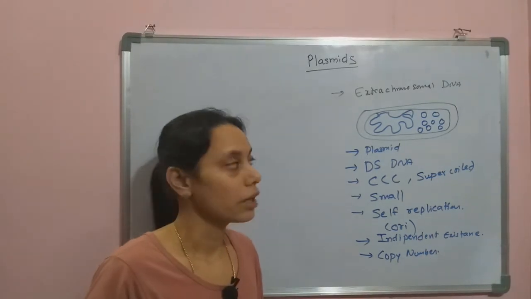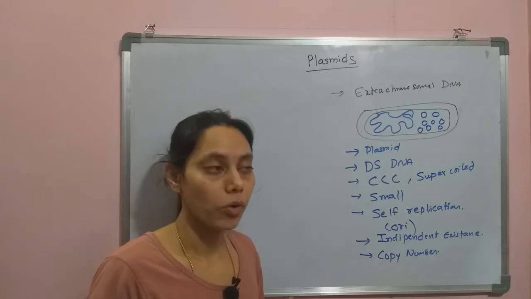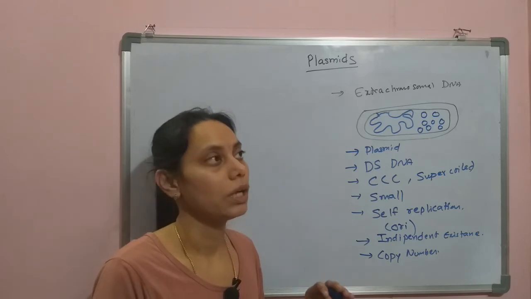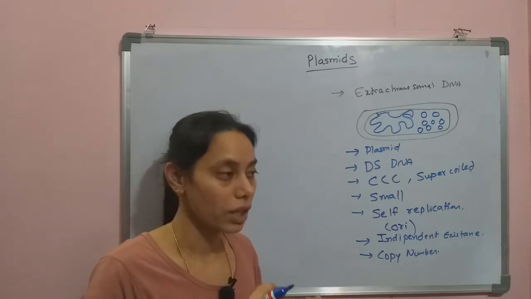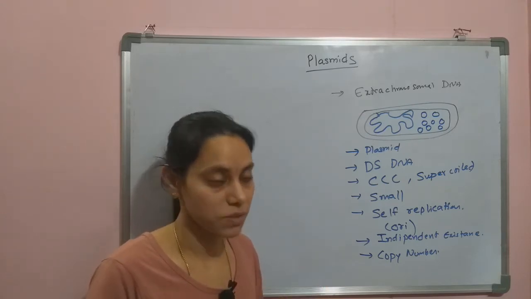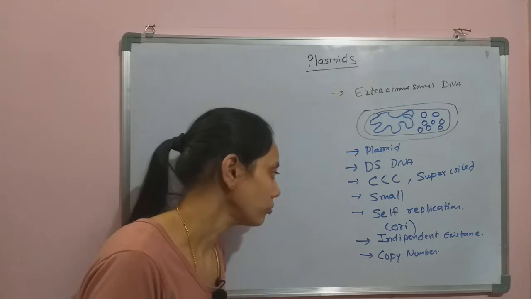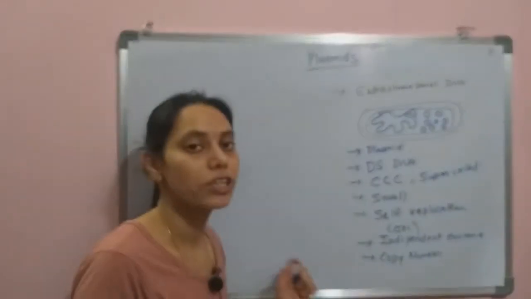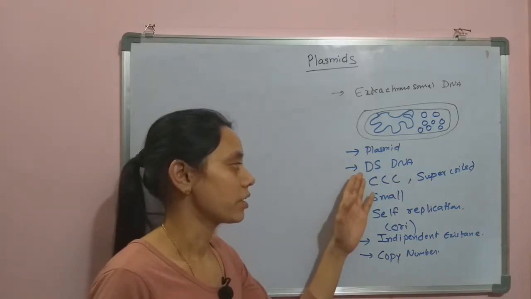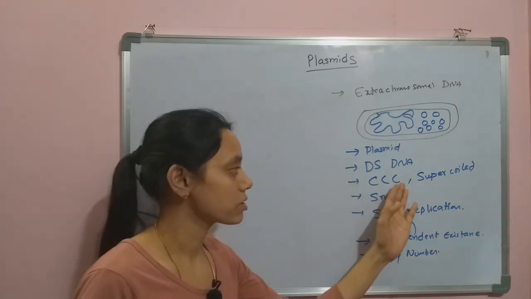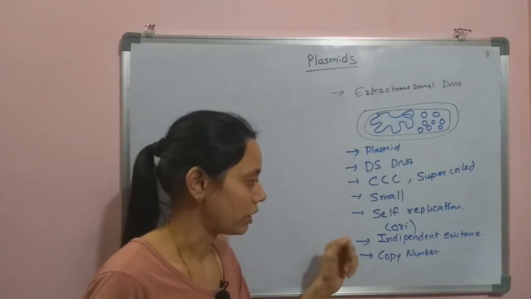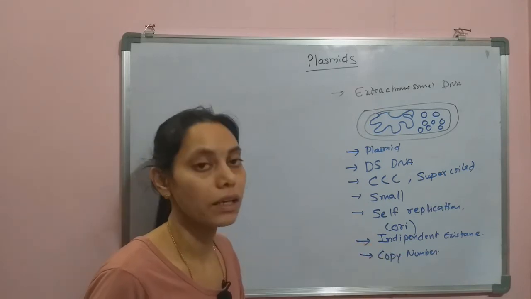Generally these plasmids are present in more than one copy. Like that, they maintain their copy number, and some plasmids may be present in even greater numbers; those are called relaxed plasmids with high copy number. So these are the basic features of plasmids: they are double-stranded DNA, covalently closed, circular and in supercoiled form. They are very small. They have self-replication, independent existence, and high copy number.